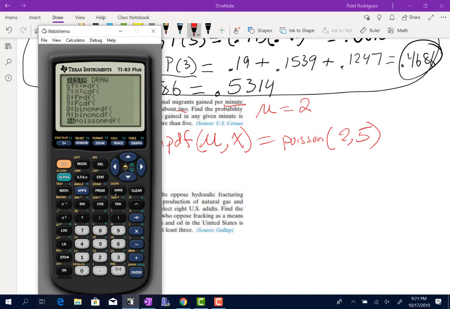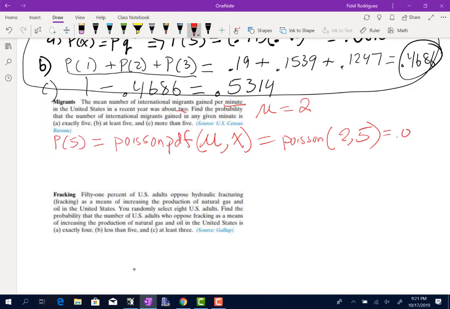And I'm going to look for the Poisson PDF. There it is. And hit enter. And the first number I'll hit is a 2, and then a 5. And then we'll hit enter again. And 0.0361. What do you think? Is that right? 0.0361? Okay. Now, look at the next part here, guys.